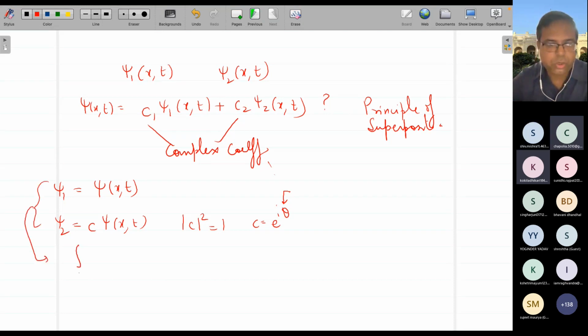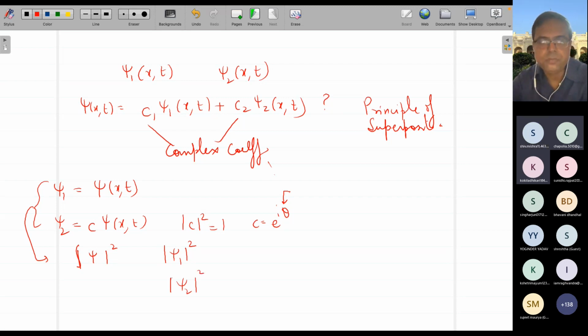No, but the question is this: you yourself said that any physical interpretation of psi is mod psi square, right? Or mod psi square dx or whatever. Any physical interpretation requires that. Now I have given you psi2. So my question: is mod psi1 square the same as mod psi2 square, or different from it? Yes, it is the same.